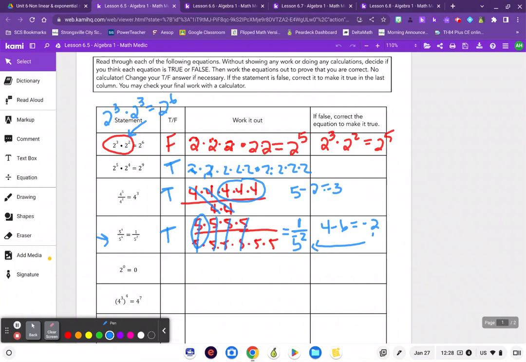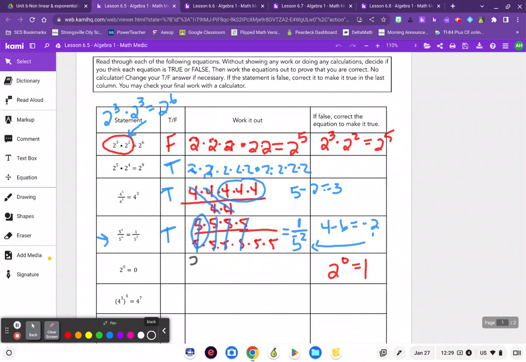All right, let's take a look at this next one. In this next one, it says 2 to the 0 equals 0. And if I were to type that in my calculator, it would be false. I would have an answer of 1. And in fact, several friends remembered that anything to the 0 power is 1. But I want to show you why that is.